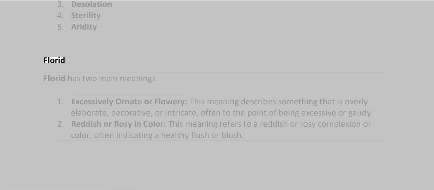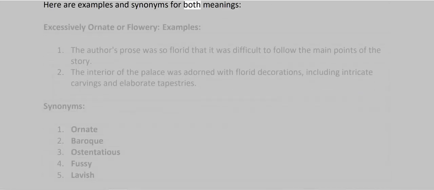Florid. Florid has 2 main meanings. 1. Excessively ornate or flowery. This meaning describes something that is overly elaborate, decorative, or intricate, often to the point of being excessive or gaudy. 2. Reddish or rosy in color. This meaning refers to a reddish or rosy complexion or color, often indicating a healthy flush or blush. Here are examples and synonyms for both meanings.